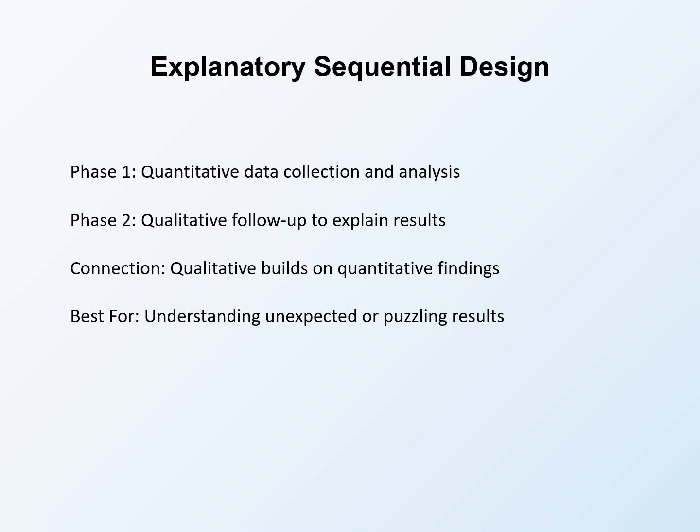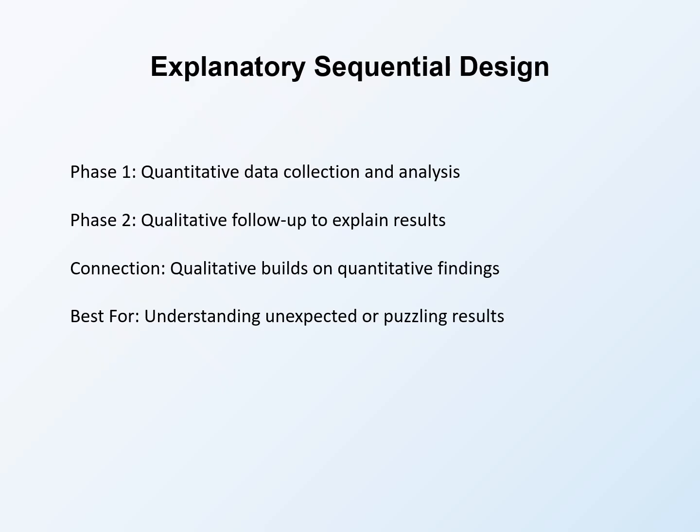Explanatory sequential design begins with quantitative data collection and analysis, then follows with qualitative data collection designed to explain or elaborate quantitative findings. Quantitative results inform qualitative design in this approach. Design features include two distinct phases, with quantitative preceding qualitative, typically greater priority given to quantitative methods, and mixing occurring when qualitative data collection is designed based on quantitative results. The goal is explaining quantitative findings through qualitative exploration.